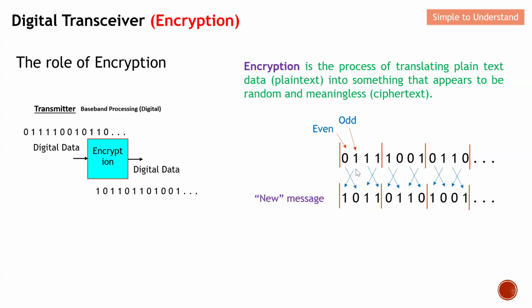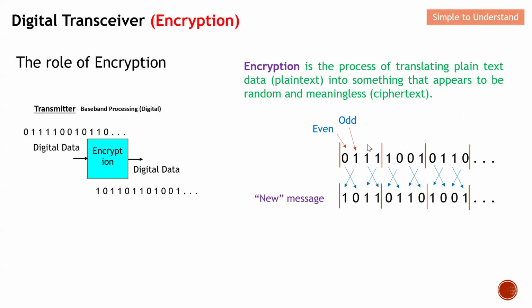When you do this, you do a form of encryption because the original message has changed completely. So this is the new message after the encryption. I do a very simple encryption by exchanging the position of the even bits and the odd bits. And with this, I come out with a new message which people may not be able to understand when they read it. So this is the role of the encryption.